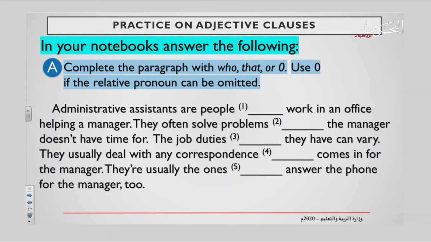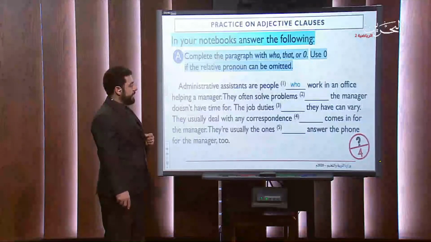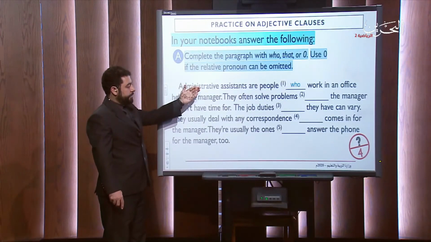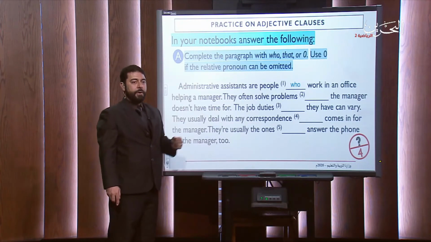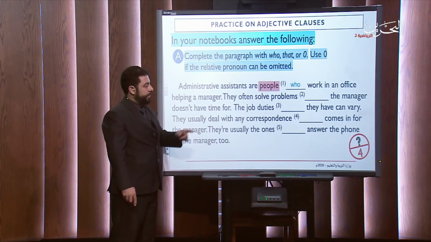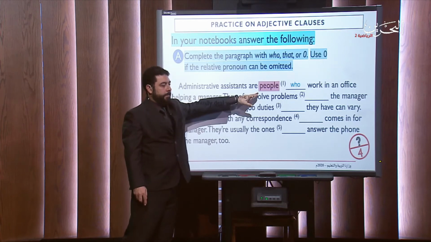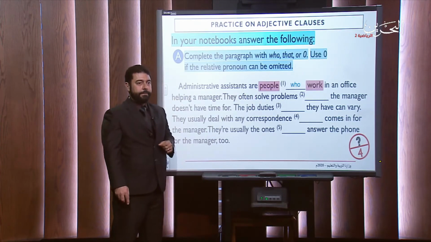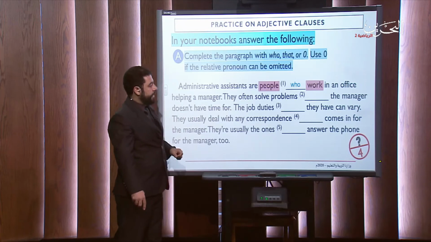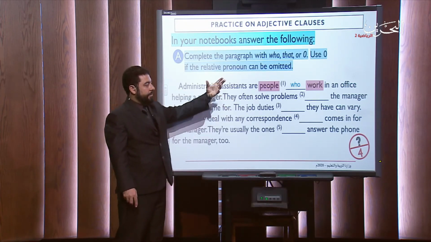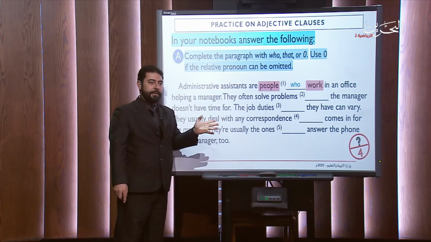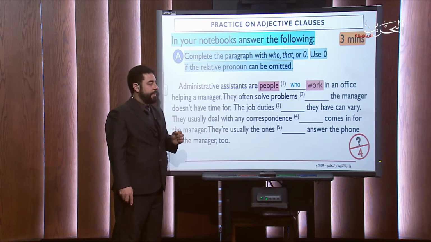Let me do the first one. Administrative assistants are people who work in an office helping a manager. All right, you have 2 to 5 and a mark of 4. And we know that because who are people. Okay. And of course, if you say who work, you write that because the verb comes before a subject. All right. You have 3 marks to do the rest.